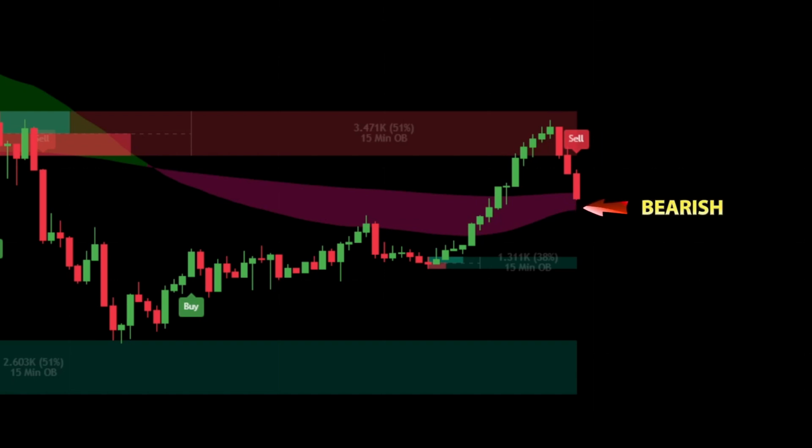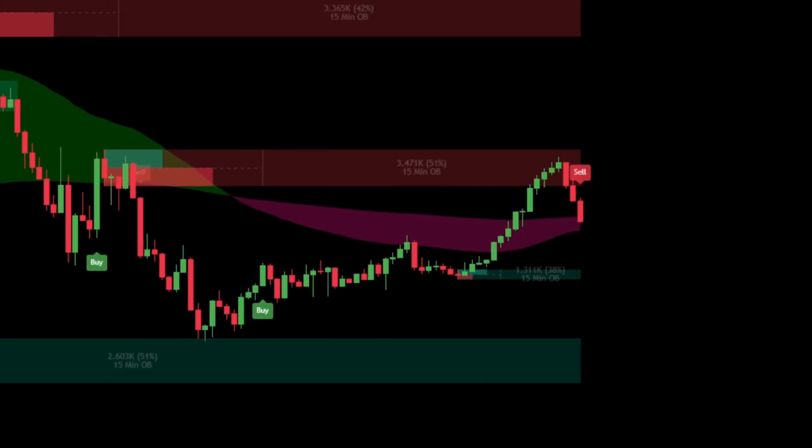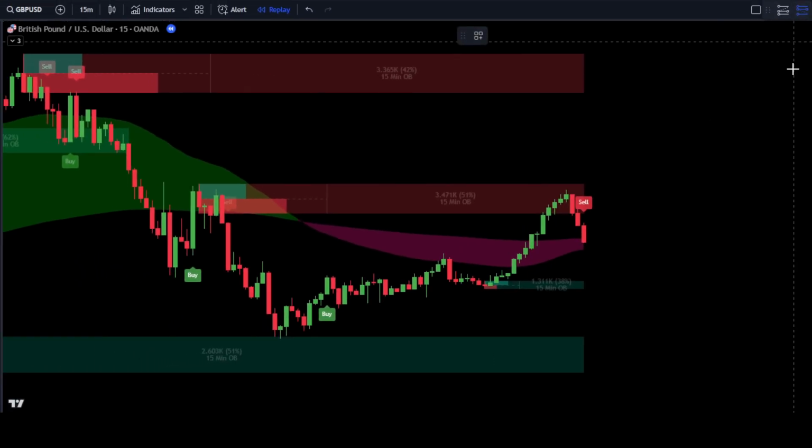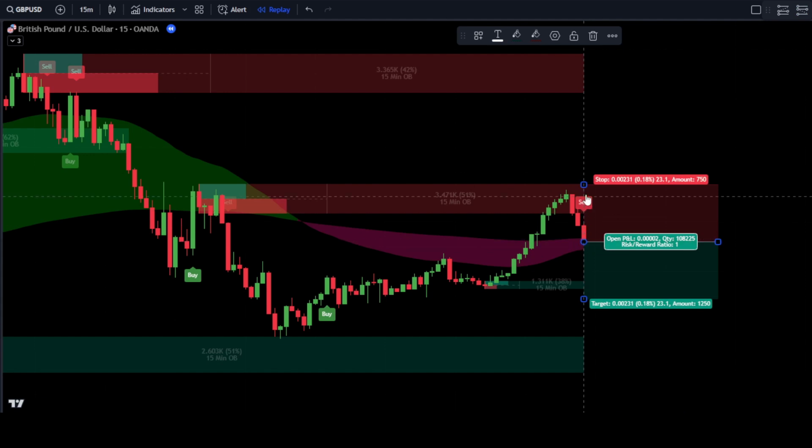Then, make sure that the Ripster EMA Clouds indicator shows a bearish trend. As confirmation, ensure that the bearish volume bars are more dominant than the bullish volume bars and the formed candlestick is bearish. If all conditions are met, you can place a sell order after the bearish candlestick closes.